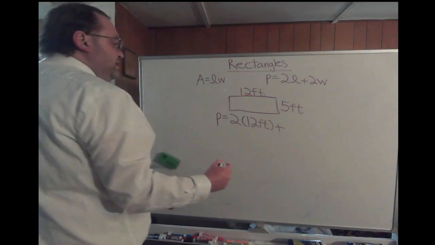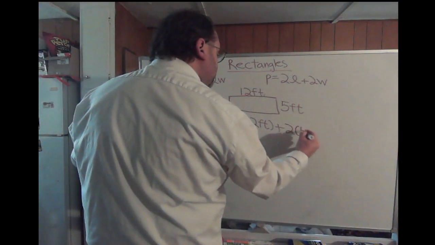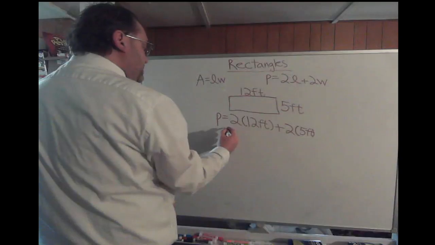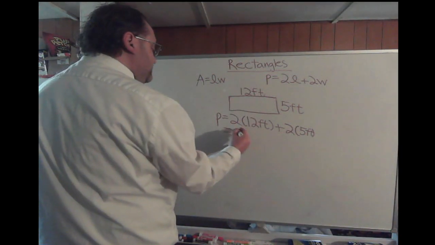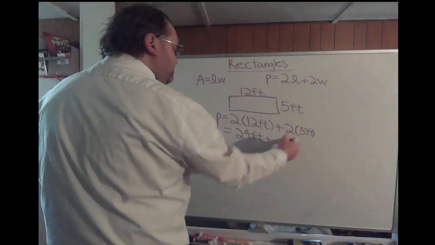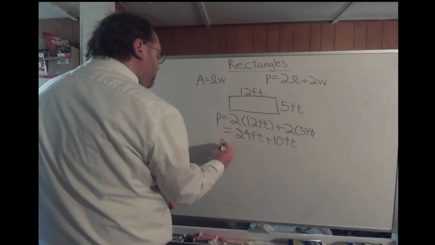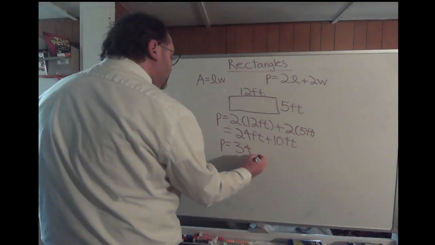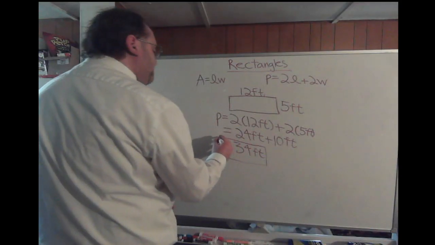plus twice the width, which is 5 feet. So the perimeter would be equal to, of course, we have 2 times 12, that's 24 feet. Plus what is 2 times 5? That should be 10 feet. So your total perimeter is going to equal 24 plus 10, which would just be 34 feet. So the perimeter is 34 feet.